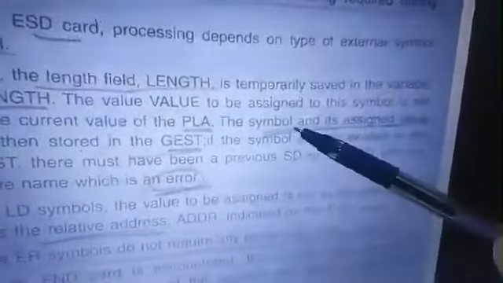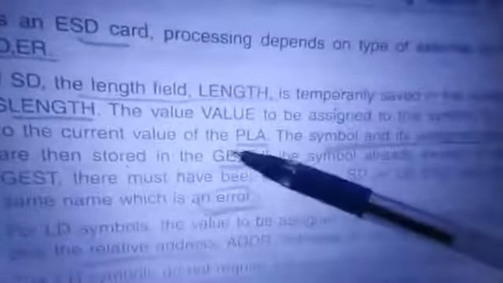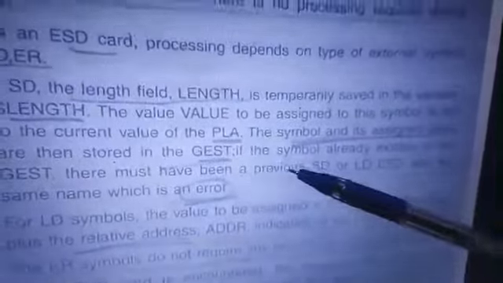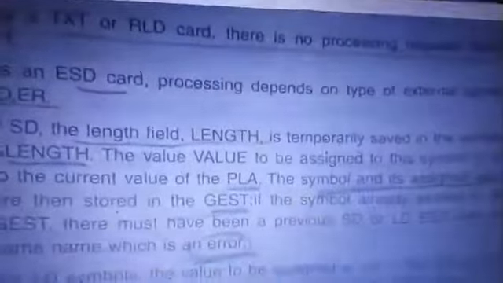After that we increment PAL by that length, and while loading, if you get some symbols which are external, then store them in a GEST, the global external symbol table. This needs to be done for every segment. If, while storing, a GEST entry is already stored with that symbol, then it is an error, meaning you have the same symbol used twice.